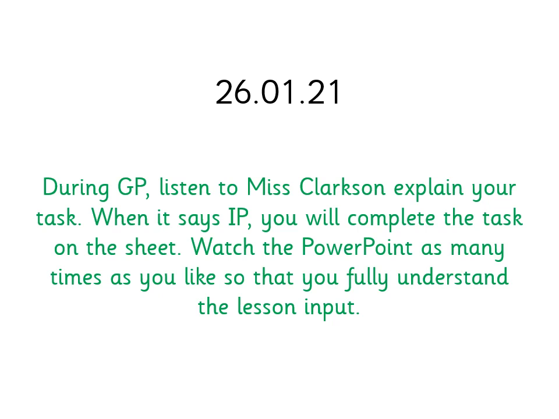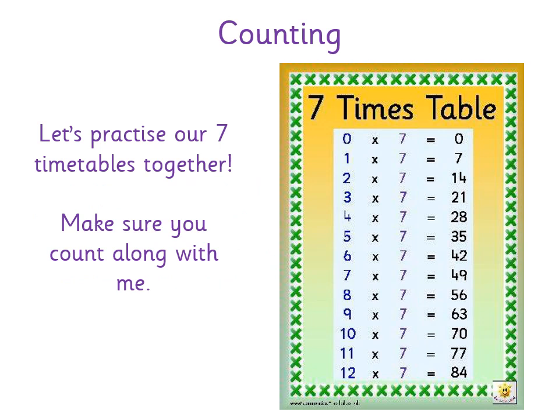So first of all, let's do our counting and we are going to be counting our 7 times table. 0 times 7 equals 0, 1 times 7 is 7, 2 times 7 is 14, 3 times 7 is 21, 4 times 7 is 28, 5 times 7 is 35, 6 times 7 is 42, 7 times 7 is 49, 8 times 7 is 56, 9 times 7 is 63, 10 times 7 is 70, 11 times 7 is 77, and 12 times 7 is 84.